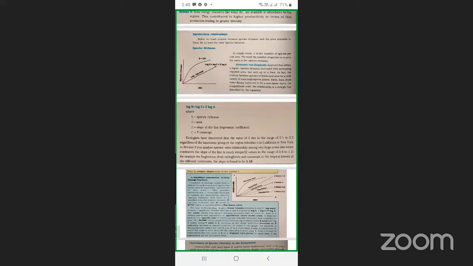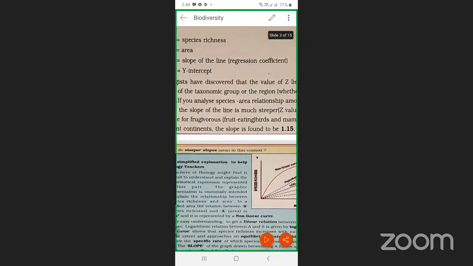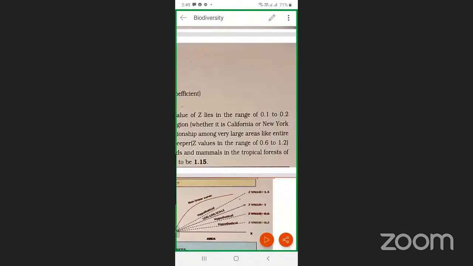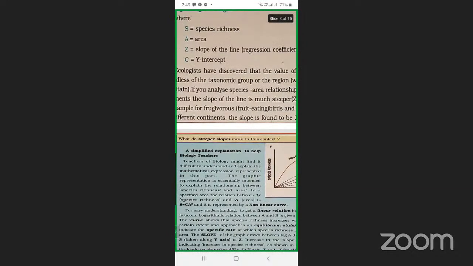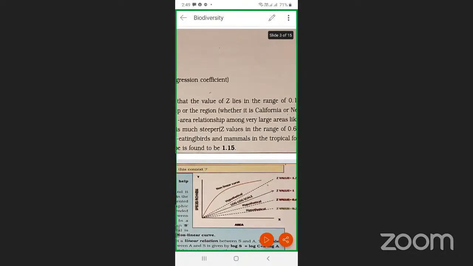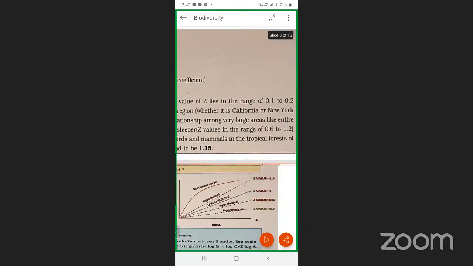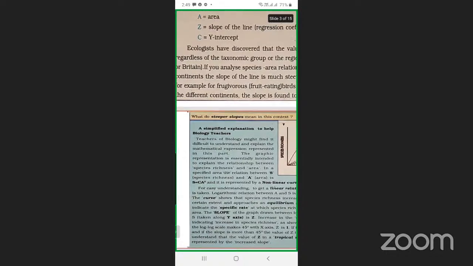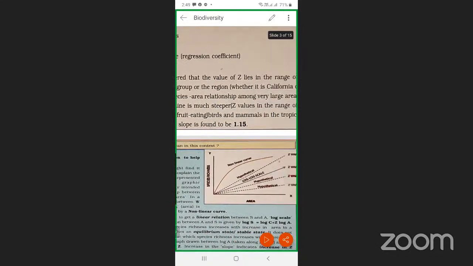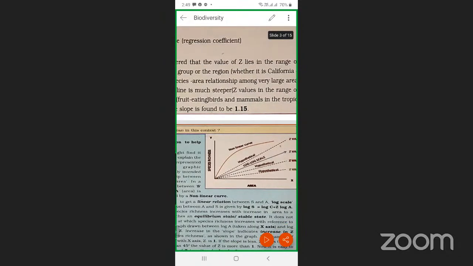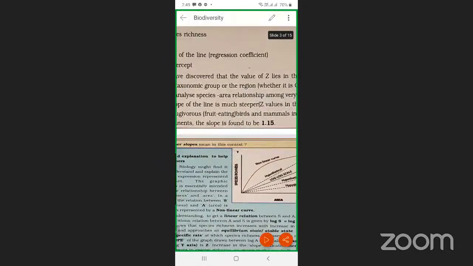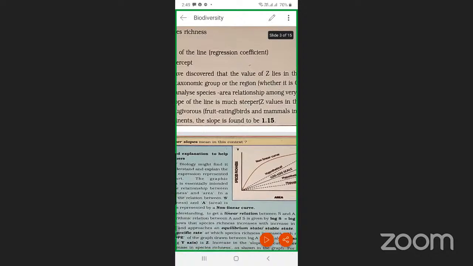The slope value is 0.1 to 0.2 in a general fashion, whereas if we take an example of a continent, when we observe the species richness, the Z value ranges from 0.6 to 1.2, indicating that species richness is very high. For example, frugivorous fruit-eating birds and mammals in the tropical forest, in the different continents, the slope is found to be 1.15. See the diagrammatic representation.